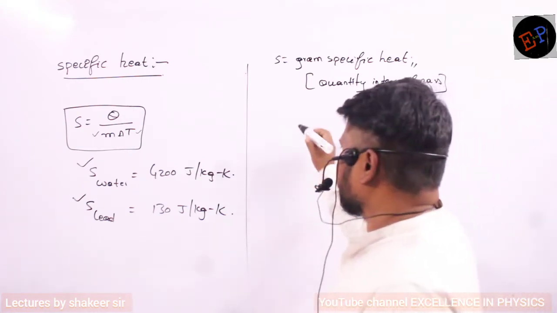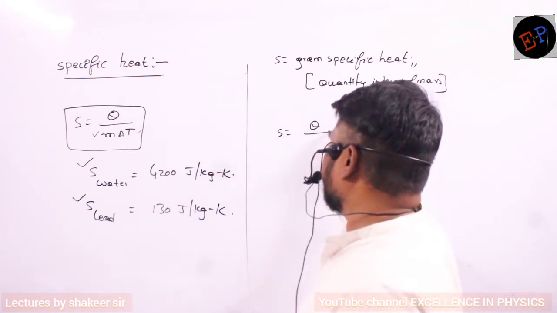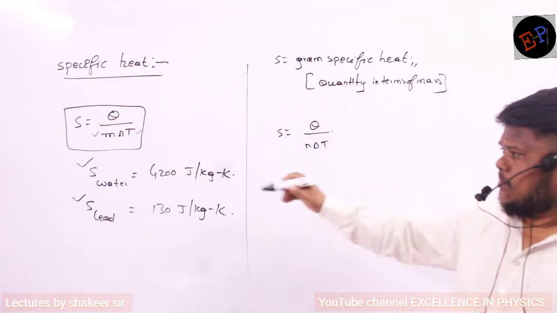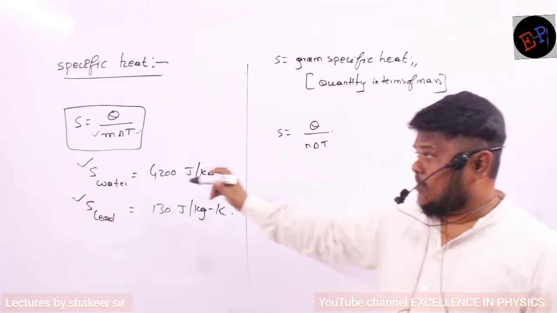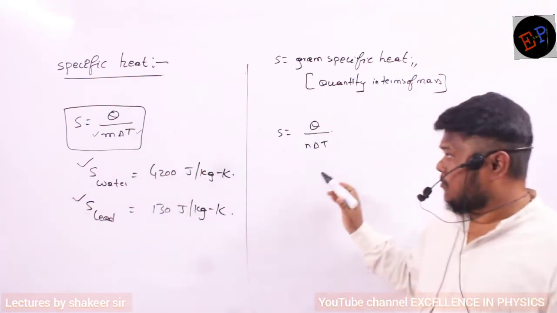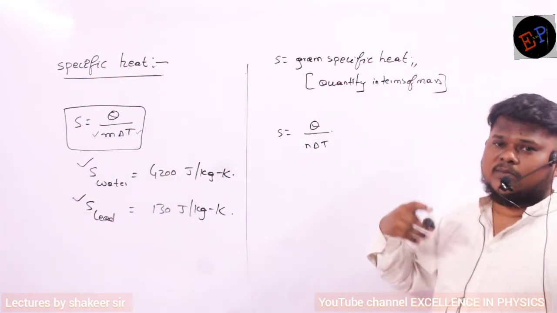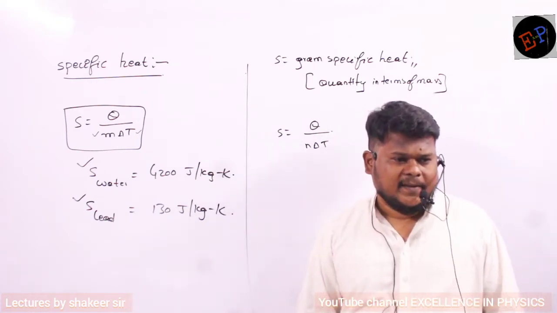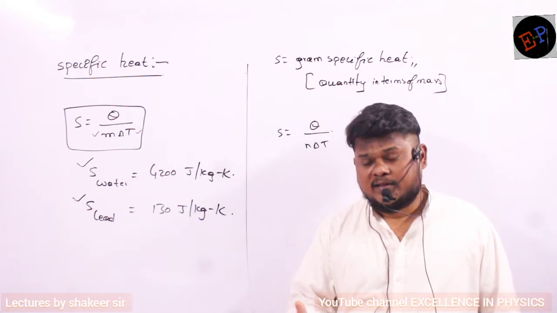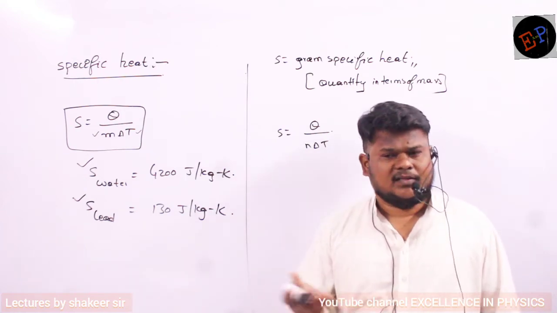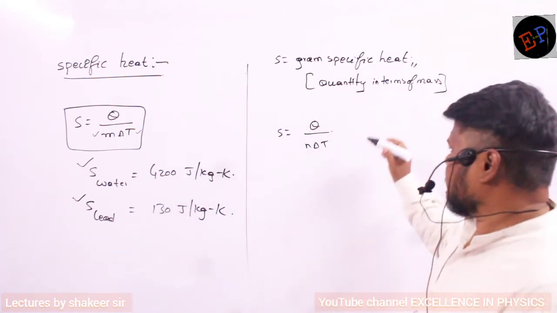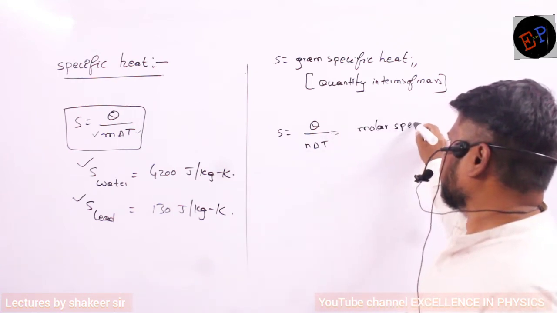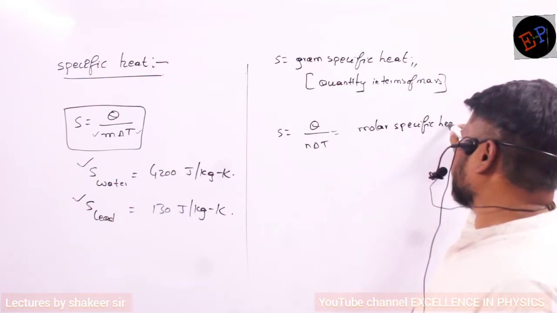Similarly, we can define one more specific heat, S equals Q by n delta T. Now what is the difference between this one and this one? Here I am taking it in terms of mass, but here I am taking the same specific heat in terms of the number of moles of a gas or number of moles of a liquid, anything you can take. So how many moles of gas or liquid we are taking, like this also I can measure. This specific heat I can call molar specific heat.